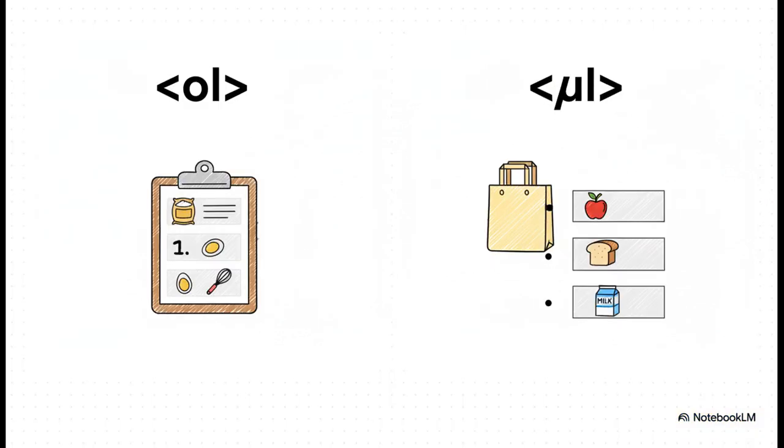And you basically have two main flavors. You've got your ordered list, OL, which gives you a numbered list, perfect for step-by-step instructions or a top 10 list. Then you have the unordered list, UL, which just gives you bullet points. For both of them, each individual item inside the list gets wrapped in an LI tag, which just stands for list item. Pretty straightforward, right?